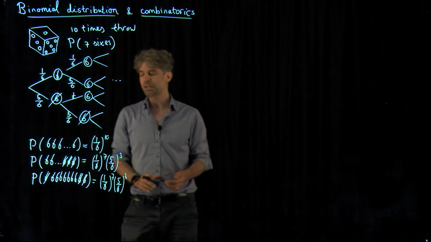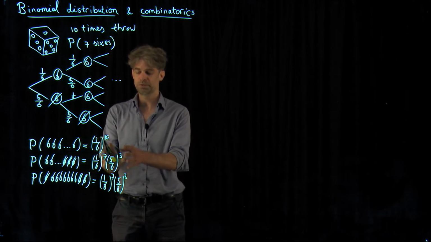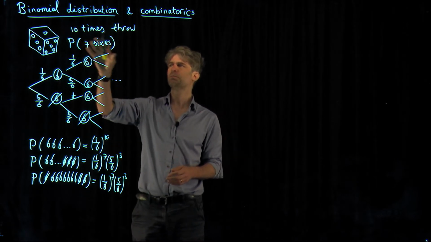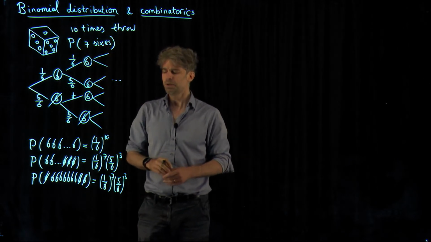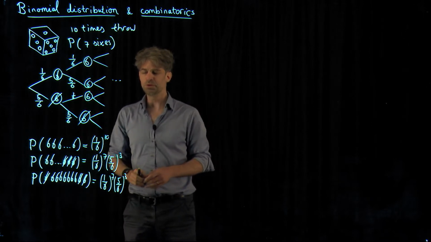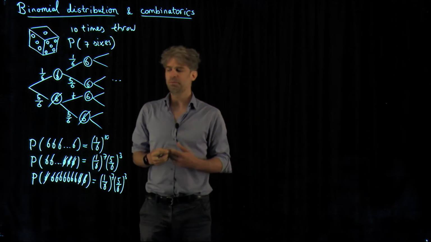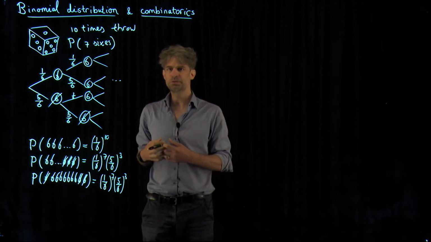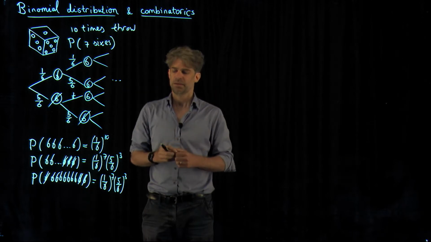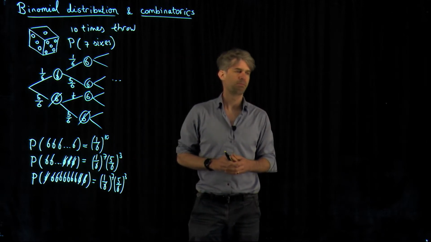So hey, that's interesting. As long as we have 3 times not 6 along a branch, we'll end up with the same probability. So if we want to solve our problem here, what's the probability for 7 6s? We only need to know how many branches there are with 3 times not a 6. So that is a problem from combinatorics. We have to count how many ways I can choose 3 out of 10, where the order doesn't matter.